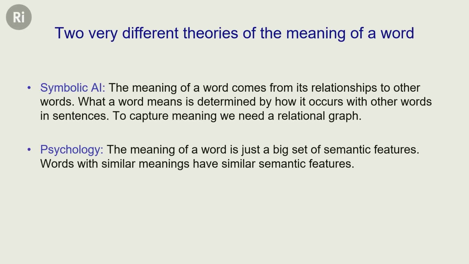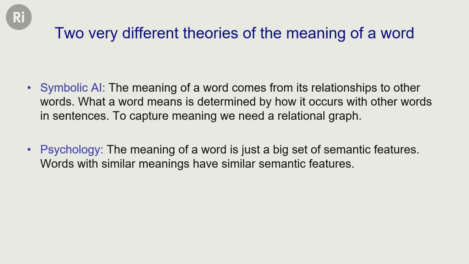So here are two very different theories of the meaning of a word. The symbolic AI theory, which goes back to de Saussure, a long way, is that the meaning of a word is to do with its relationships to other words. You can't just define it by itself without talking about other words. And so to capture meaning, we need something like a relational graph.